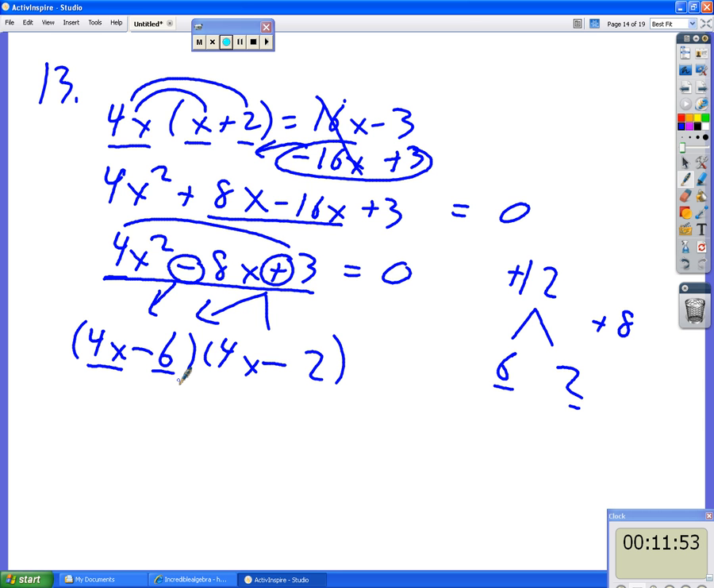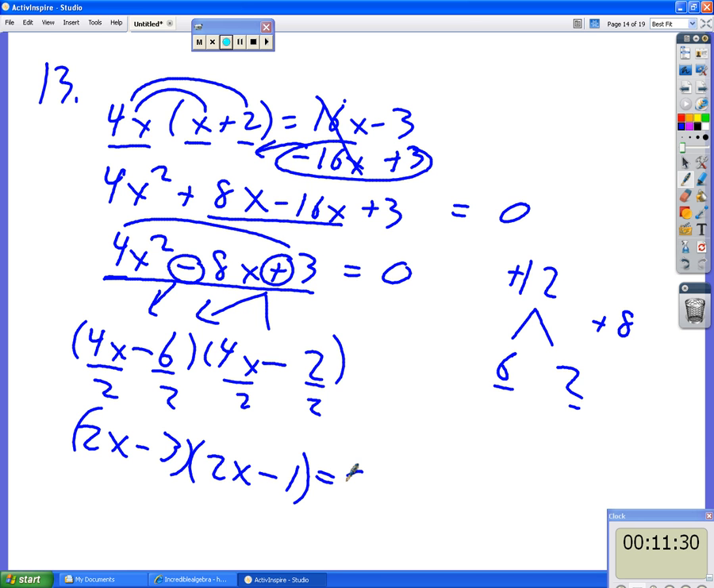Now, what can I divide? What can I take out of 4 and 6? A 2. 2 goes in the 4 twice, 2x minus 2 in the 6 is 3 times. Over here, what goes into both of these? 2 again. 2 goes in the 4, that is 2x minus 2 goes into 2 once. Parentheses, and everything is equal to 0.